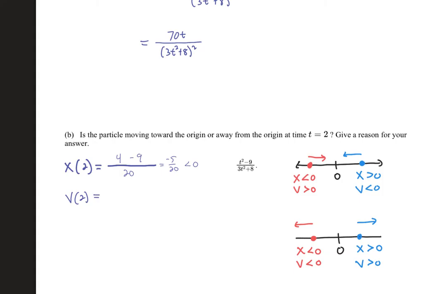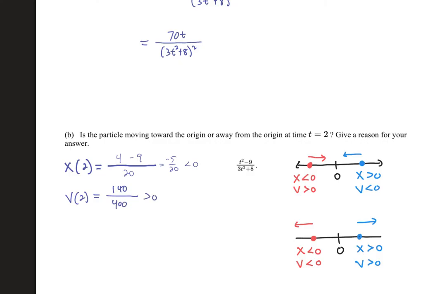At 2, we've got our velocity function up here. So plug in 2, the top will be 140. And the bottom's always positive. We can tell the bottom's positive: if you plug in 2, this is 12 plus 8, which is 20, squared is 400. So that's positive.